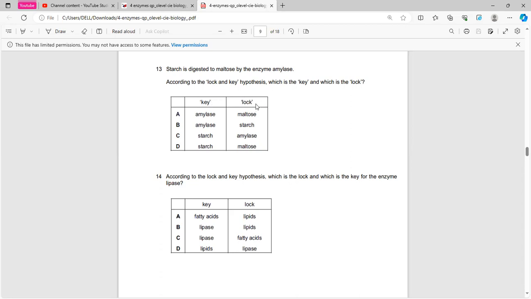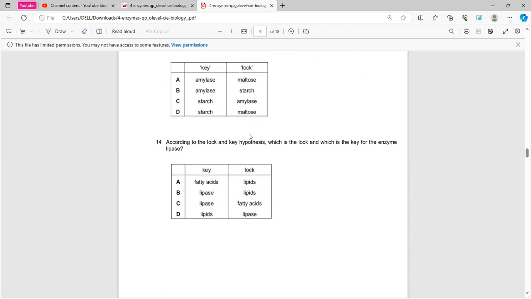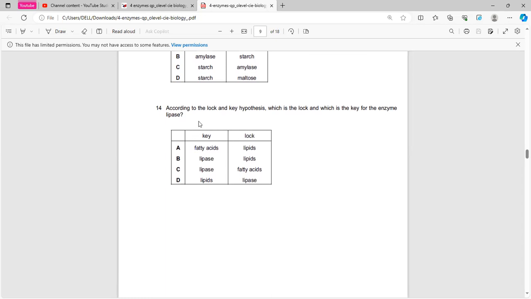So amylase should be the lock. Where is it? Oh, yeah, it's C. So the key is the substrate because the substrate fits onto the lock and it breaks down, amylase breaks it down into maltose. In question 14, lipase is the lock, because lipase is the enzyme. So option D.